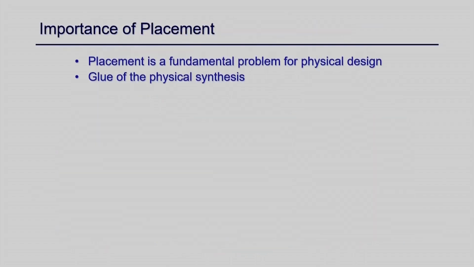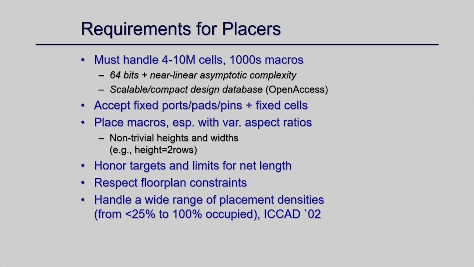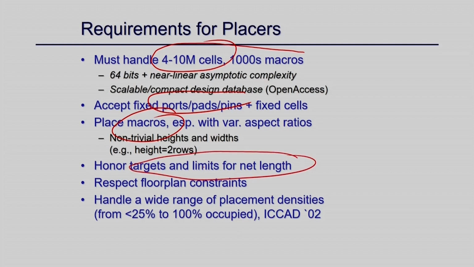So, placement, as I mentioned, is important because the route interconnection cost is growing more day by day, right. So, placement becomes important just to reduce the total interconnection cost. The problem with the placer is that now the number of cells can be 100 million. We maybe have 10 million cells, and we also have to place the macros like DSPs and all those, and you also have to place the ports and pads. You also have to honor the target and limit of each net length, and respect the floor plan constraints and all those things. So, the placement has to satisfy all this kind of constraints.